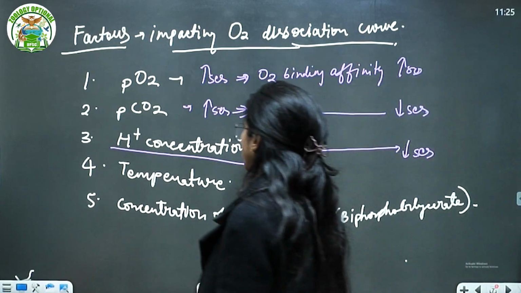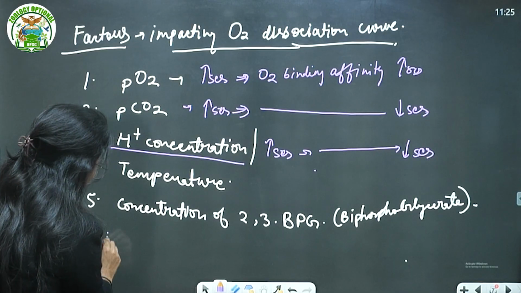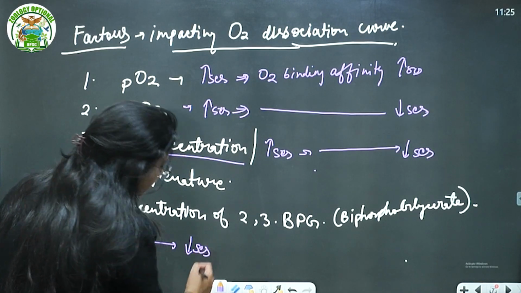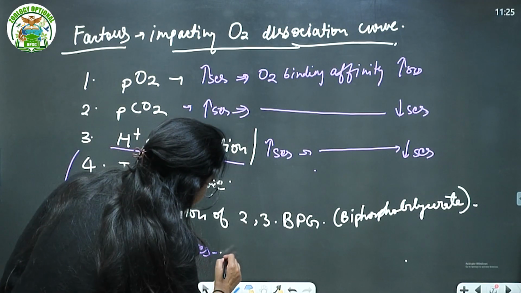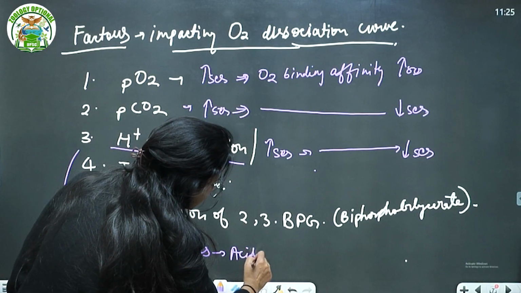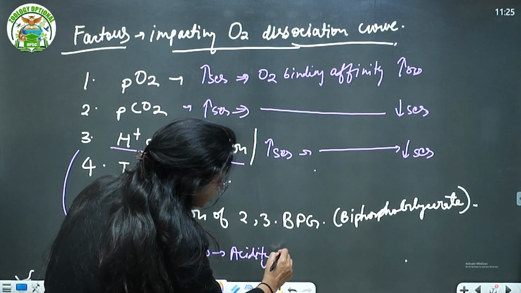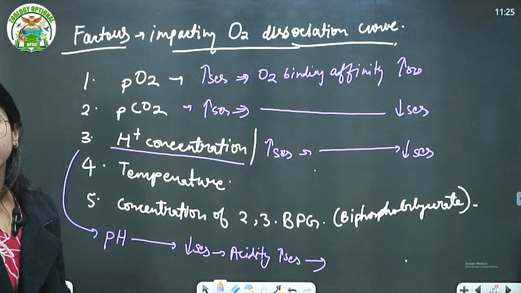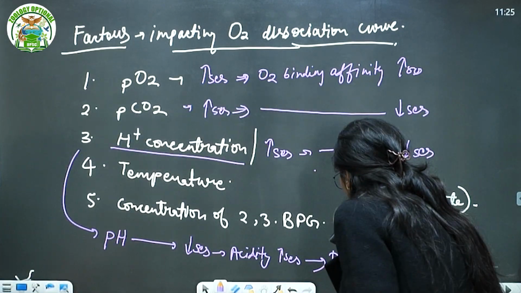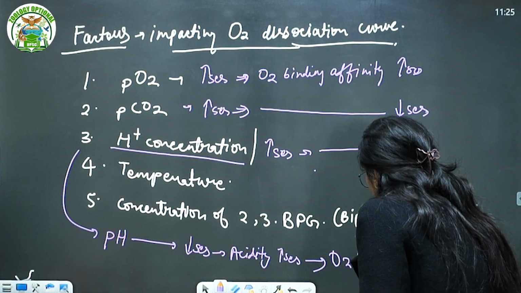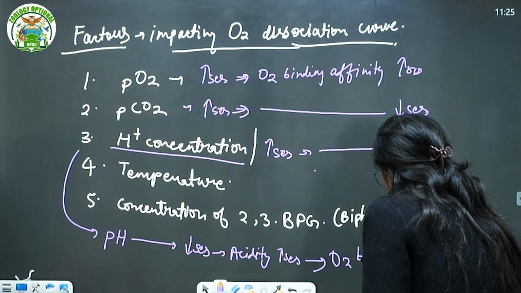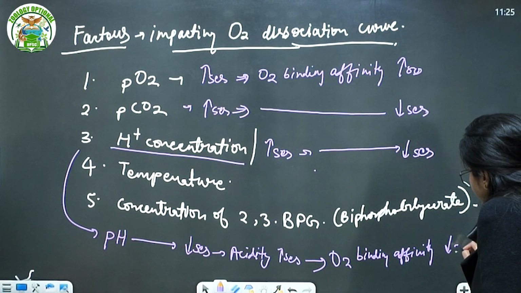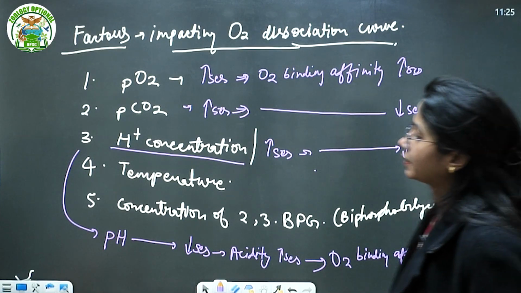Okay, correcting this, we will write pH as well. So if pH decreases, that means acidity is increasing. And if the acidity increases, that means H plus ion concentration increases. That means oxygen binding capacity, or the affinity, decreases. Okay? Just remember that.